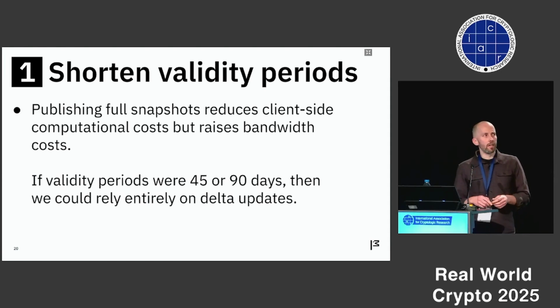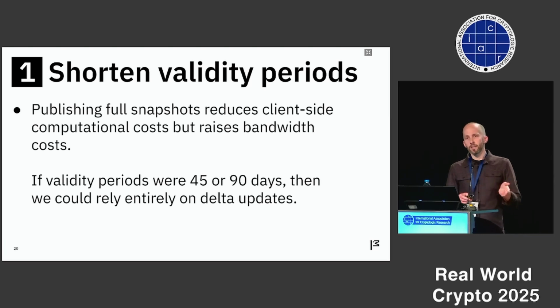The first is shortening validity periods, right? So this idea where we publish full snapshots and then delta updates works well enough, but we don't actually need the full snapshots. We could just do delta updates, right? You can imagine that if you did delta updates for long enough, all of the certificates in that full snapshot would eventually expire, right? So we publish these full snapshots because they reduce the client-side computational costs of using the system, but we don't really like publishing them because they increase our bandwidth costs. If validity periods were 45 or 90 days, then we know that we could just completely get rid of the full snapshots and reduce our bandwidth costs by a factor of 2.